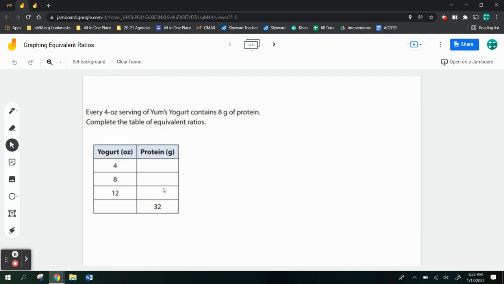If you haven't already done so, I suggest you pause the video. You do have to write this problem down. There's some space there for you to write this information down, and then fill in the table as such. So yogurt on the left, protein on the right, and then on the left 4, 8, 12, and then on the right 32.